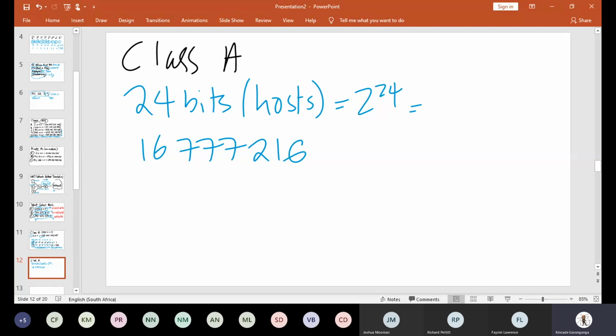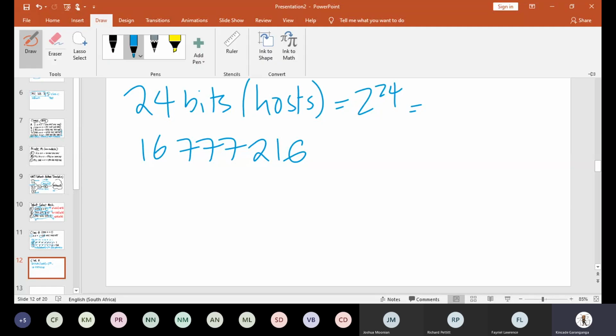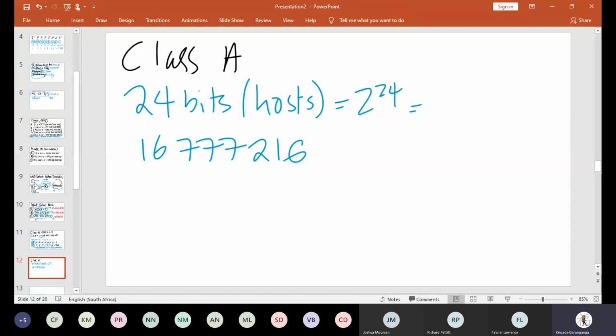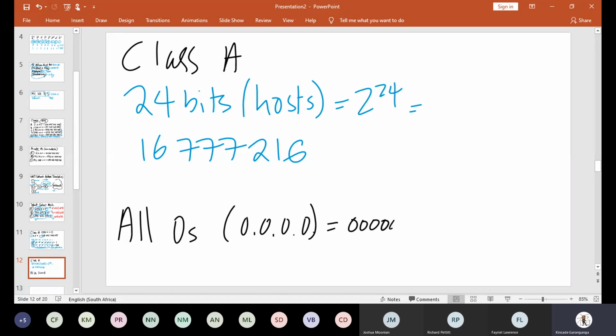Just to give you an idea, let's go back here. If you look at all zeros, it means that you've got 0.0.0.0, which actually equates to nothing. It's not an assignment at all, because remember, this equates to 8 bits, 8 bits, 8 bits, and 8 bits, so that's in binary. It doesn't equate to anything.